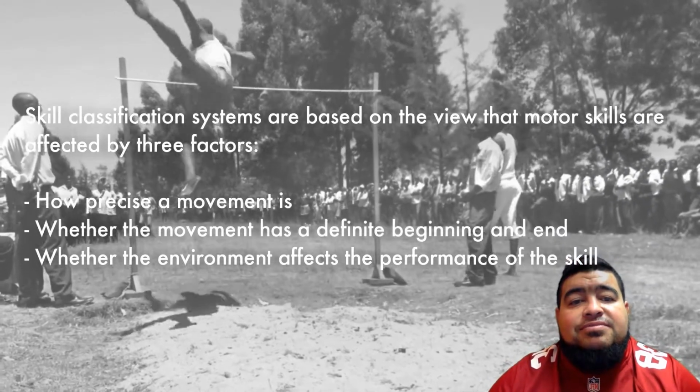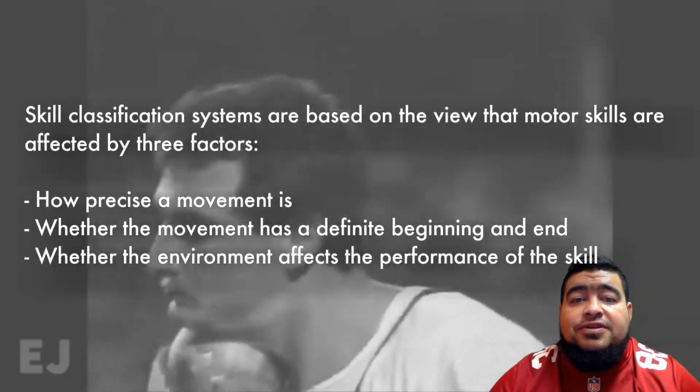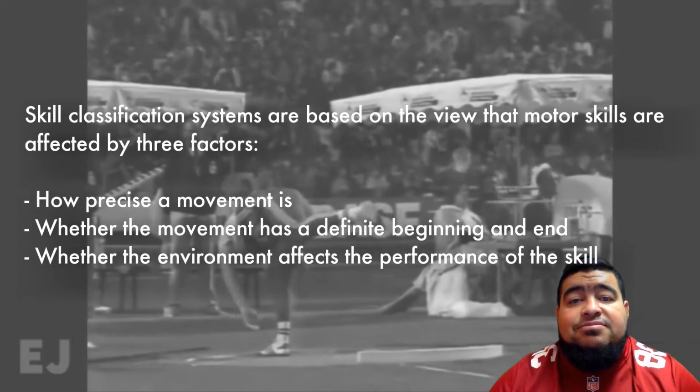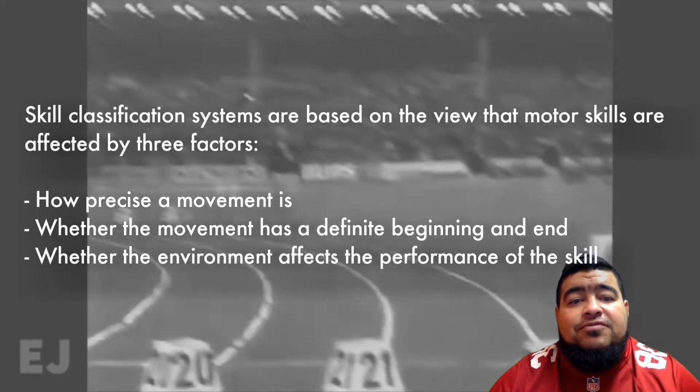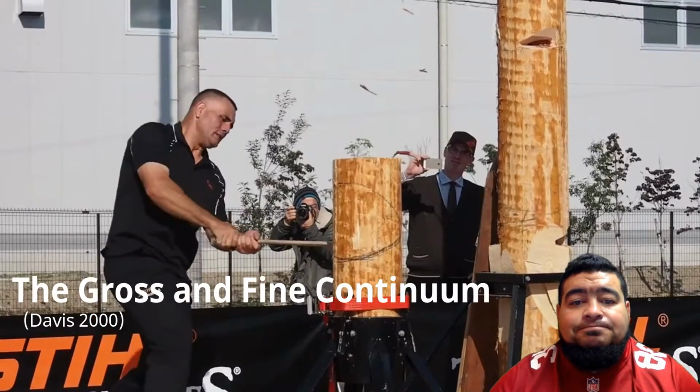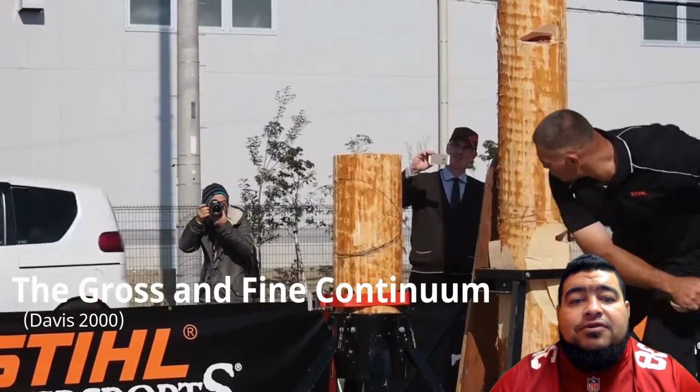Skill classification systems are based on the view that motor skills are affected by three factors: how precise a movement is, whether the movement has a definite beginning and an end, and whether the environment affects the performance of the skill. The gross and fine continuum.